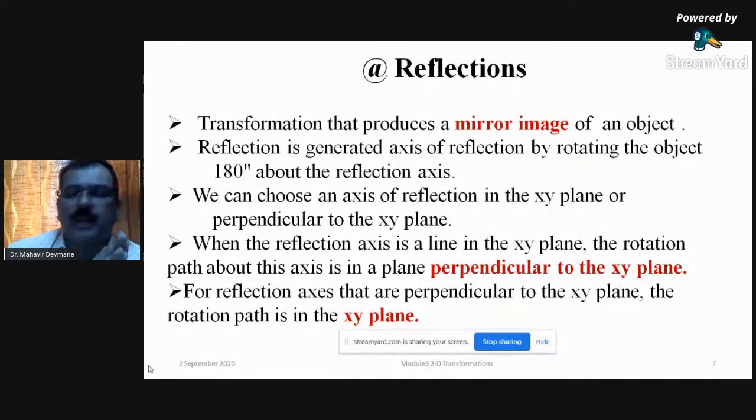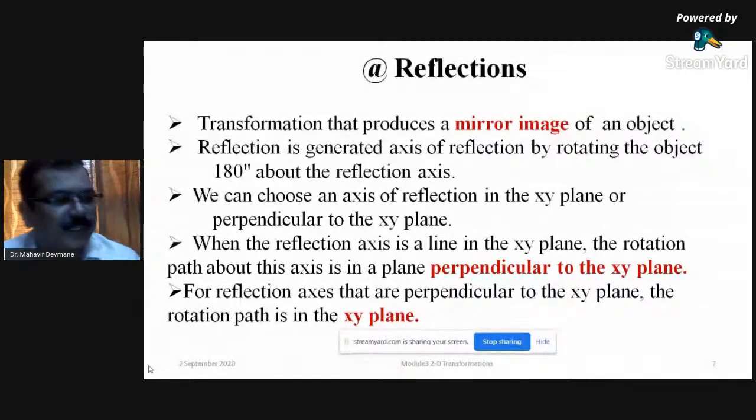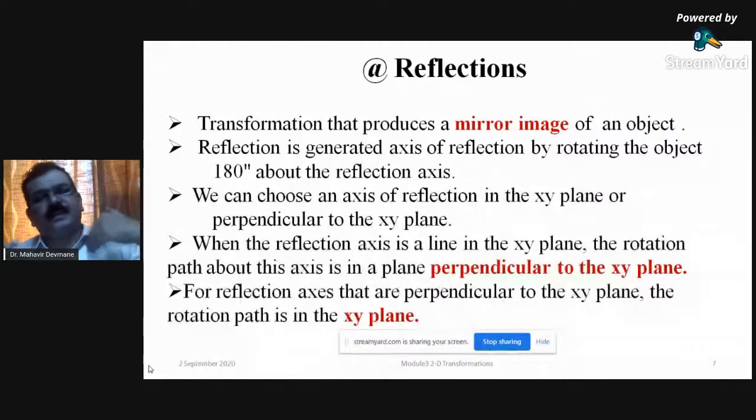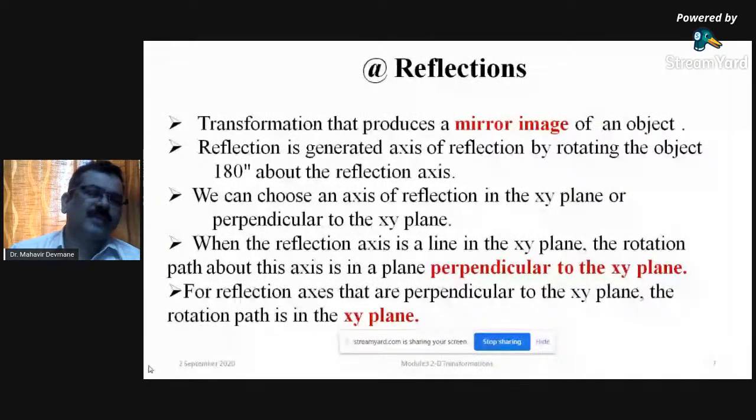Reflection means we are trying to get the mirror image of the given object. In day-to-day life we see ourselves in the mirror, right? That's why you are well versed with what is meant by the mirror image. The same thing you are able to see in the mirror, right?